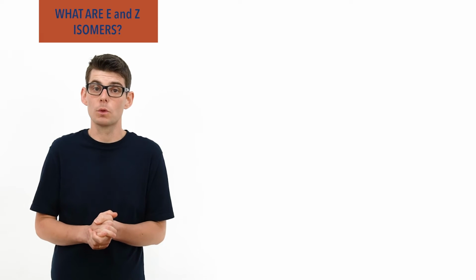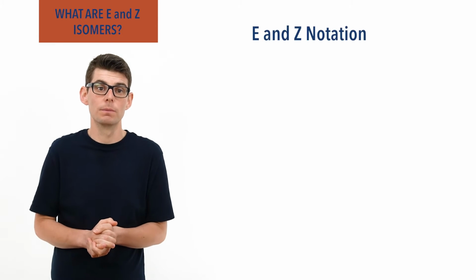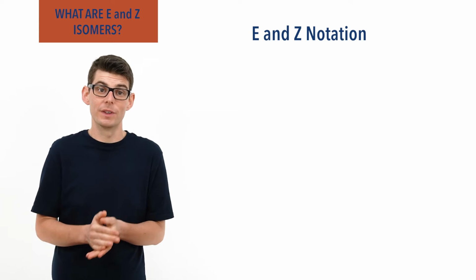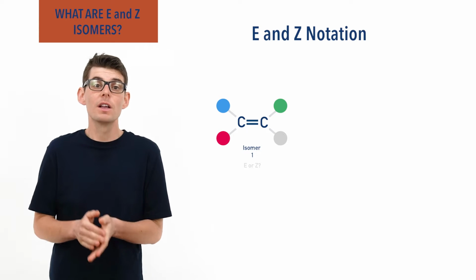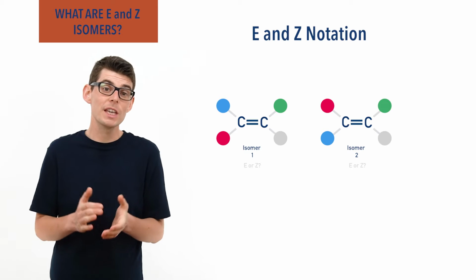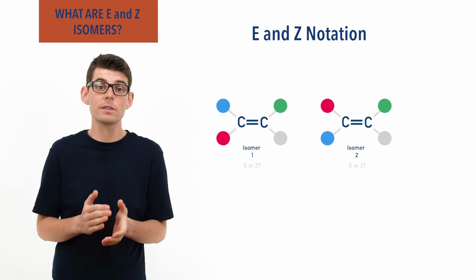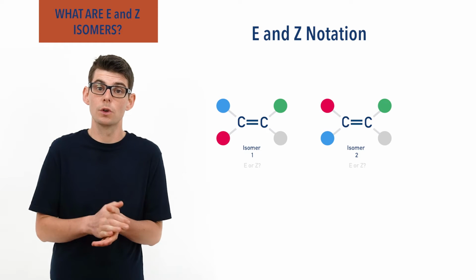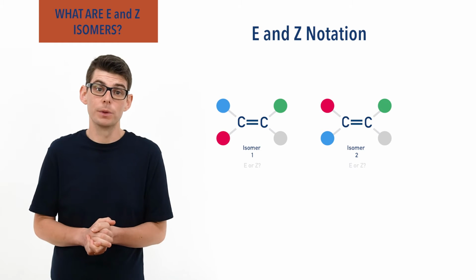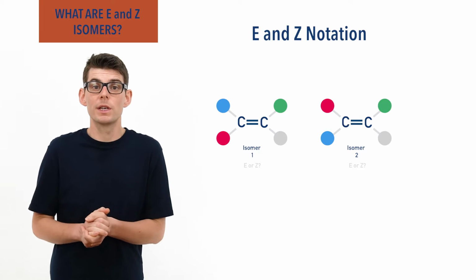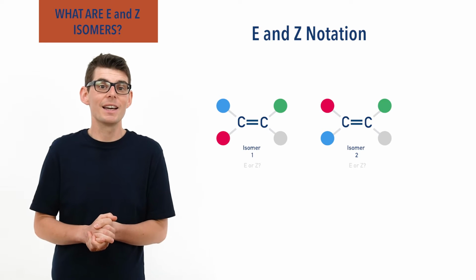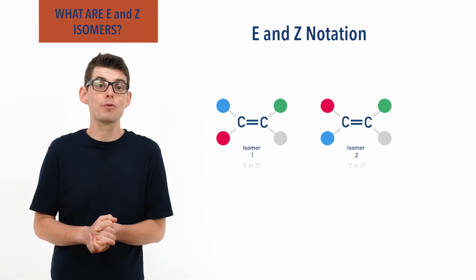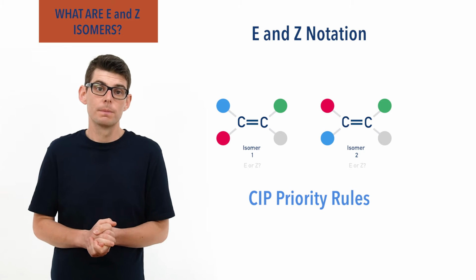We use a system called E and Z notation, with one isomer being called the Z isomer and the other the E isomer. To give E and Z names, it is first essential to determine which atom or group we are going to use on each carbon as a reference point. To do this, we assign a priority. CIP, or Cahn Ingold Prelog Rules, are followed.